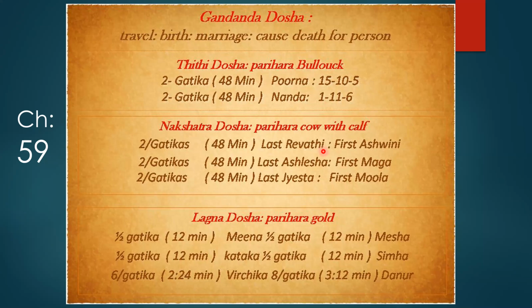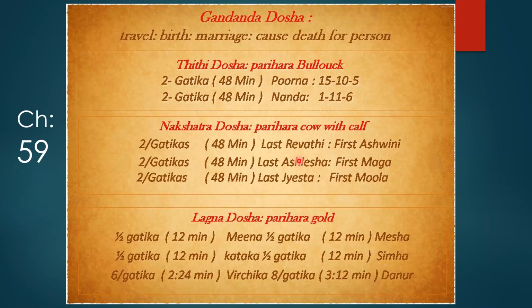And whoever is born with this nakshatra dosha, between Revati, as we know before, the last, Pisces and Aries, Revati and Ashwini, Cancer and Leo, Ashlesha and Magha, Jyeshta and Mula, that is Scorpio and Sagittarius, they need to do the Mrityunjaya Homa. There is a lot of process in it. I don't want to go through the rituals here.